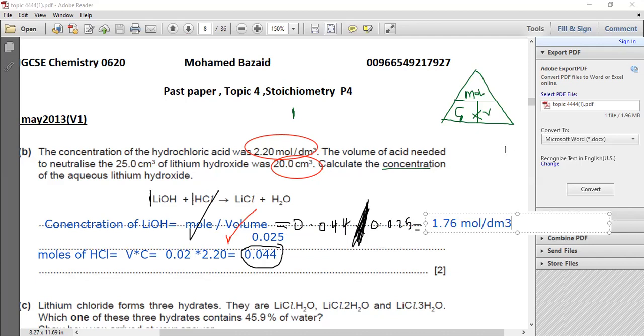رائع. Today you are very good. Excellent. So in this question, the problem was I cannot find the number of moles of lithium hydroxide, but as I have information about HCl, I have its concentration and I have its volume, I used HCl as a guide for me. Is it clear now, everyone?